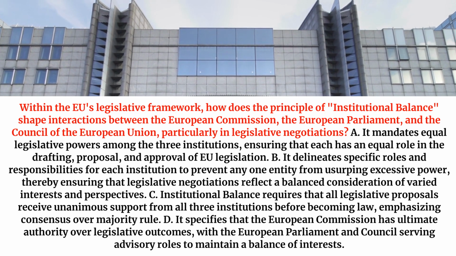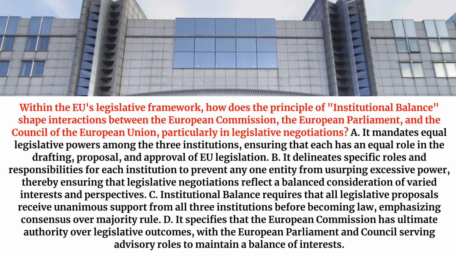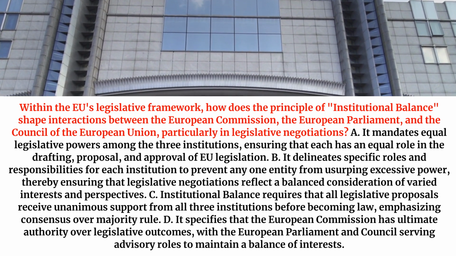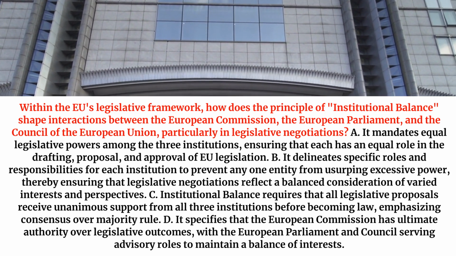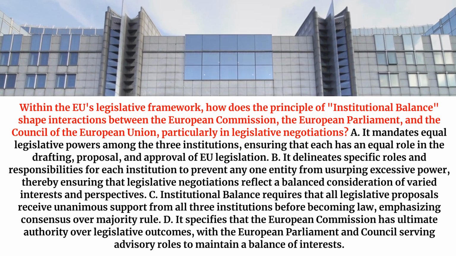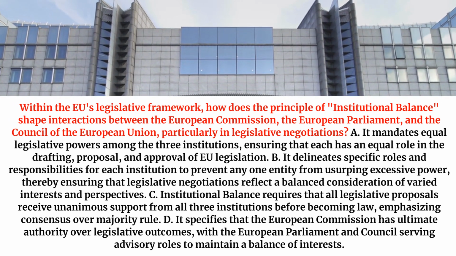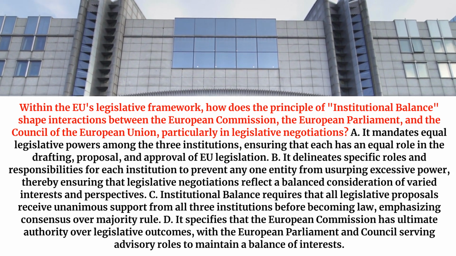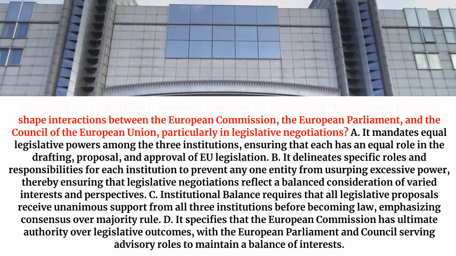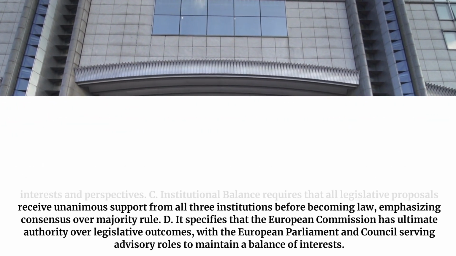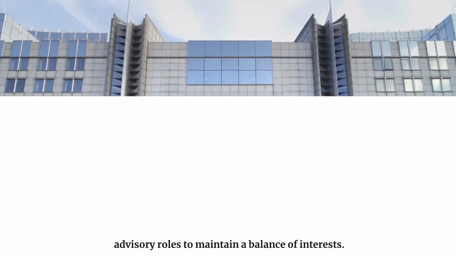B. It delineates specific roles and responsibilities for each institution to prevent any one entity from usurping excessive power, thereby ensuring that legislative negotiations reflect a balanced consideration of varied interests and perspectives. C. Institutional balance requires that all legislative proposals receive unanimous support from all three institutions before becoming law, emphasizing consensus over majority rule. D. It specifies that the European Commission has ultimate authority over legislative outcomes, with the European Parliament and Council serving advisory roles to maintain a balance of interests.